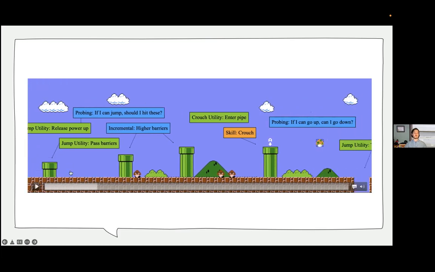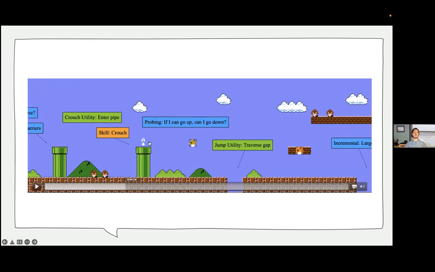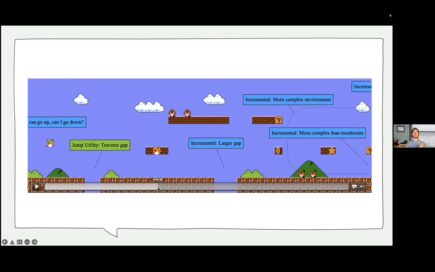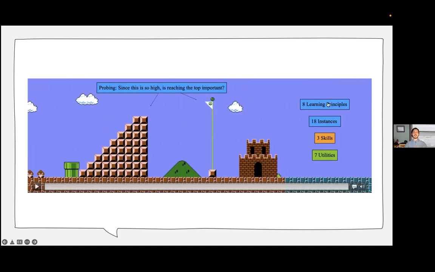You have another jump utility, passing the barriers. The barriers get incrementally higher. And if you probe the environment and ask, if I can go up, can I go down? And you try it, you will fail 3 times until you reach the last one. And actually, you will be able to go down and pass a lot of the level. I won't go through all of this, but you can see through the level, there are 8 learning principles, 18 instances of these principles, 3 skills, and many utilities that you learn for these skills.